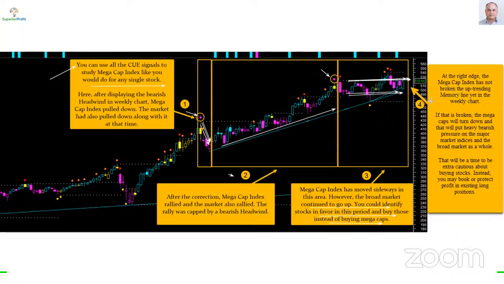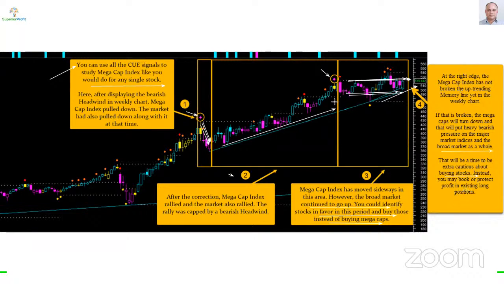At the right edge, let's read the number 4 point. At the right edge, the mega cap index has not broken the uptrending memory trend line. This is the weekly chart. If that is broken, mega caps will turn down, and that will put heavy bearish pressure on the major market indices and the broad market as a whole. That will be a time to be extra cautious about buying stocks. Instead, you may look to protect profit in existing long positions.